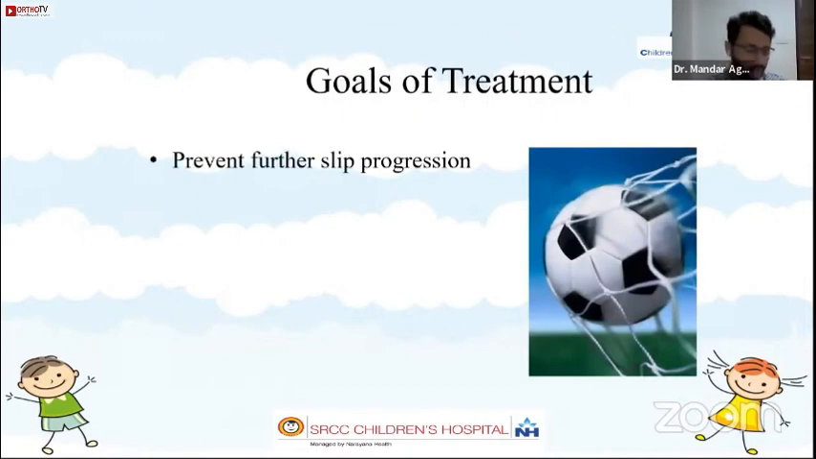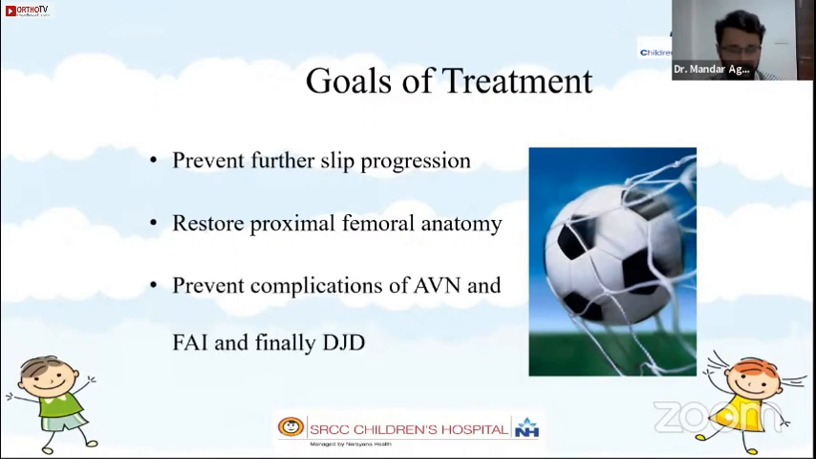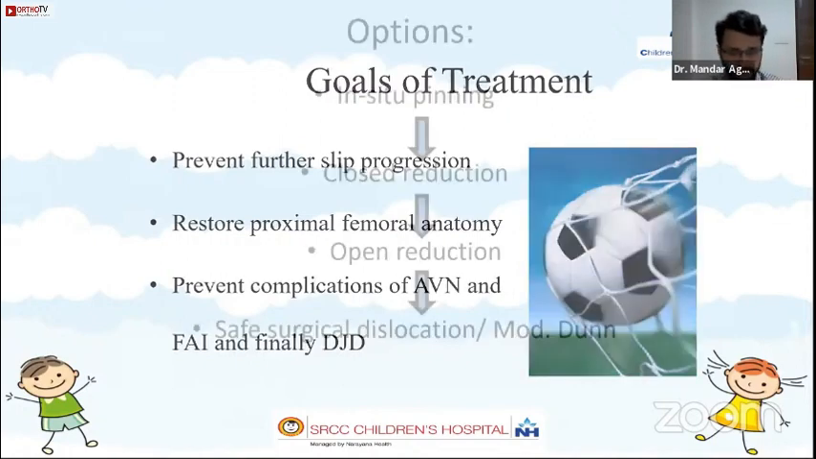The first and foremost goal of treatment should be to prevent further slip progression. Once we know this goal, that we should not allow the slip to progress further, the second is, if possible, restore proximal femoral anatomy. Along with that, we should see to it that we do not cause AVN, so prevent the complications of AVN, and also prevent femoroacetabular impingement and degenerative joint disease.